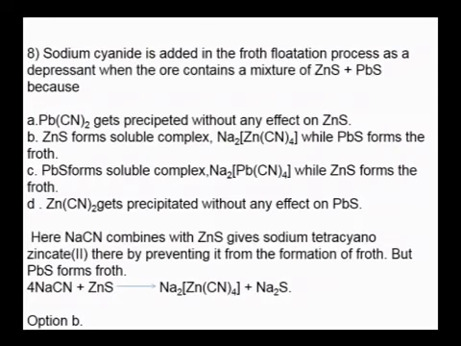Here NaCN combines with ZnS and gives sodium tetracyanozincate. That is 4NaCN plus ZnS gives Na2ZnCN4 plus Na2S. So, this complex prevents the ZnS from the formation of froth, but PbS forms froth.